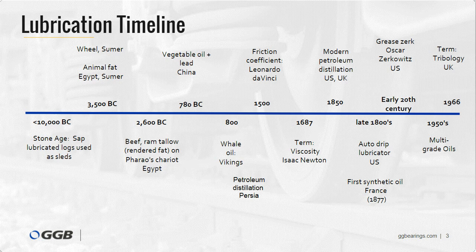Then we get into the late 1800s, and it's notable to talk about the first auto drip lubricator, which was invented in the U.S. by a guy named McCoy. And shortly after McCoy invented his auto drip lubricator, a lot of cheap substitutes came out. So in his advertisement, he talked about the fact that if you wanted good quality, you had to get the real McCoy, which is where the term came from.